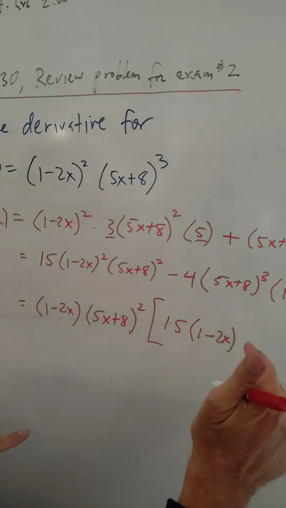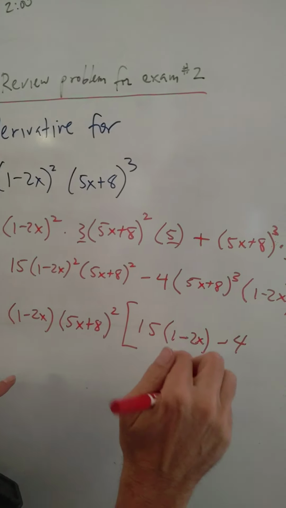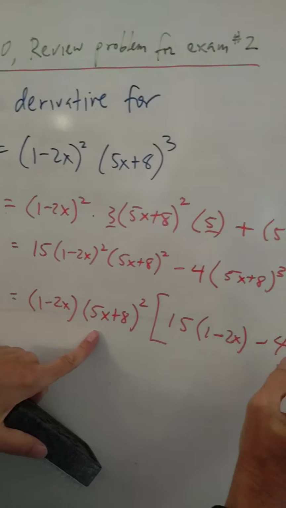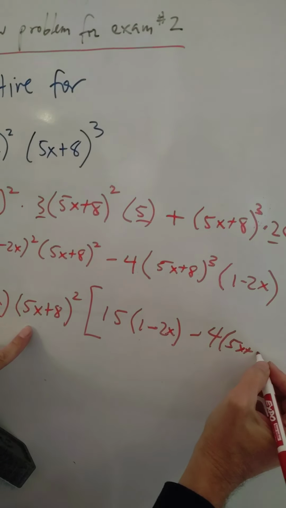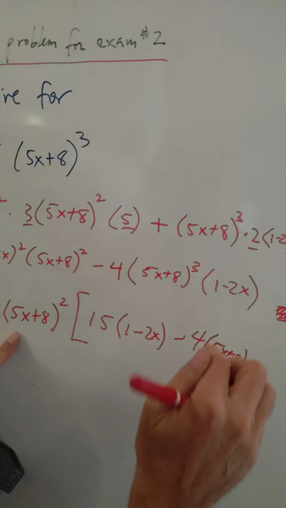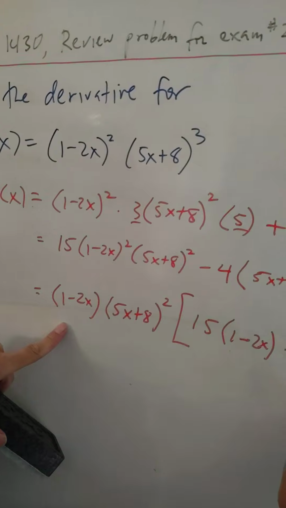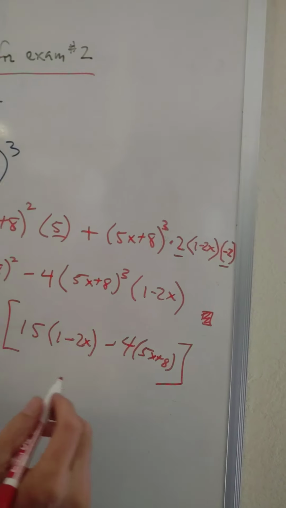As a check, if I multiply this by this, I will get that. Okay, minus, and now I need that 4 because I didn't pull out any numbers. Here I got a 5x plus 8 cubed, but I only took out 2 of them. So let's write parentheses and just one 5x plus 8. And the 1 minus 2x I don't need to put here at all because we pulled it out already. So let's close the bracket, but don't stop there.